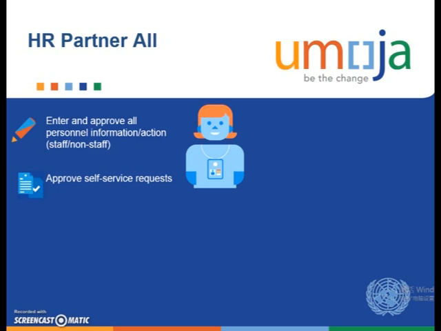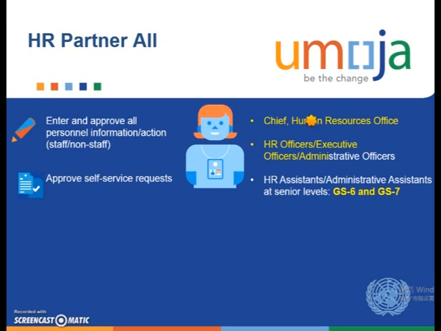Given the significant responsibility of this role in many UE1 processes and in reviewing and approving requests, it is designed to be mapped to senior-level HR staff, such as the Chief of HR Office, HR Officers, Executive Officers, Administrative Officers, and HR Assistants or Administrative Assistants at senior level, namely level GS6 and GS7.